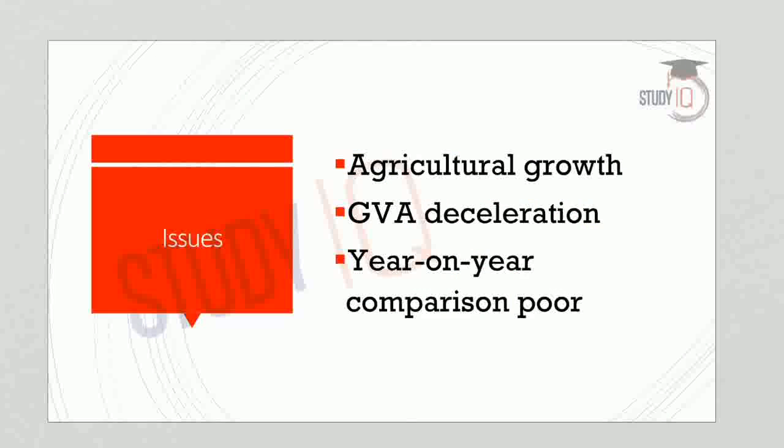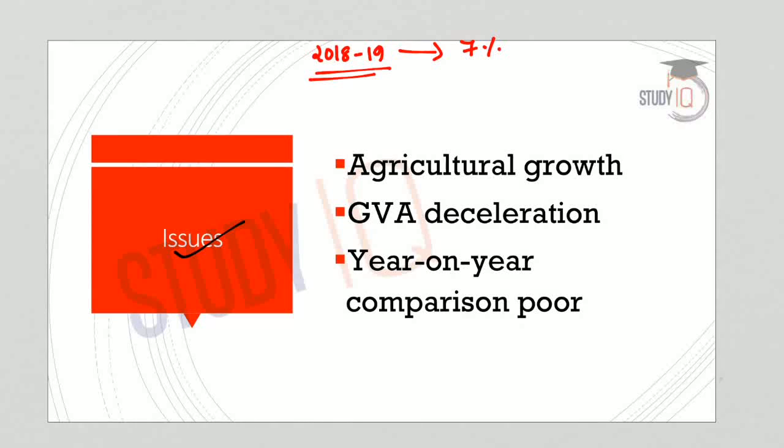Now coming to the issues that are spotlighted by the recent estimates. Let us understand what these issues are. For the 2018-19 financial year, the overall growth of GDP was estimated at 7%, but one of the worrying aspects of this data is the agricultural growth in the economy.